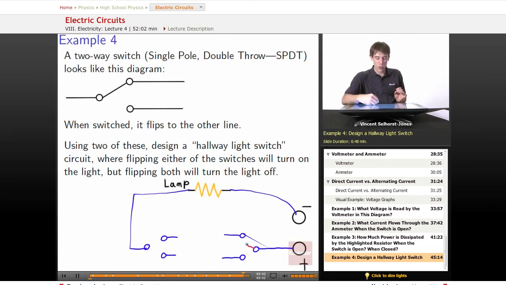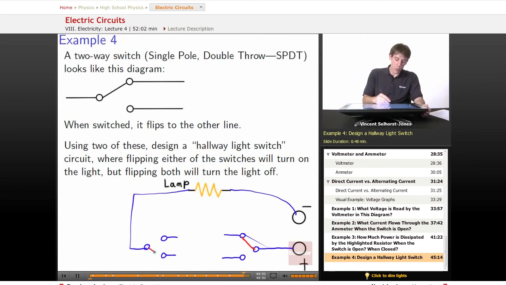Say this switch is originally like this. That was a little crooked. Let's make it straight. This switch was originally like this. And this switch is originally like this. Okay. If that's the case, then we can take this and draw straight lines. And at first, they don't talk to each other, right? They don't talk to each other when they're starting off.